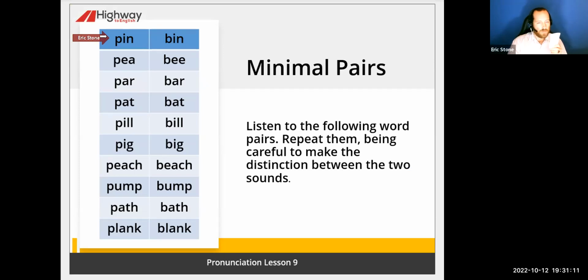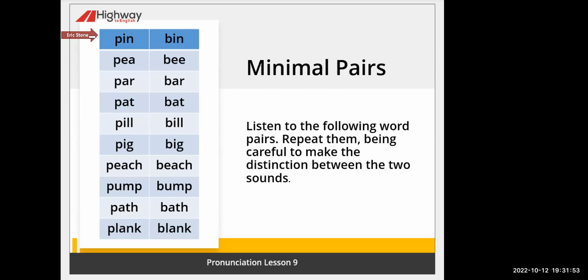So, here we go. Pin, bin. P, B. Par, bar. Pat, bat. Pill, bill. Pig, big. Peach, beach. Pump, bump. Path, bath. Plank, blank. All right, your turn.